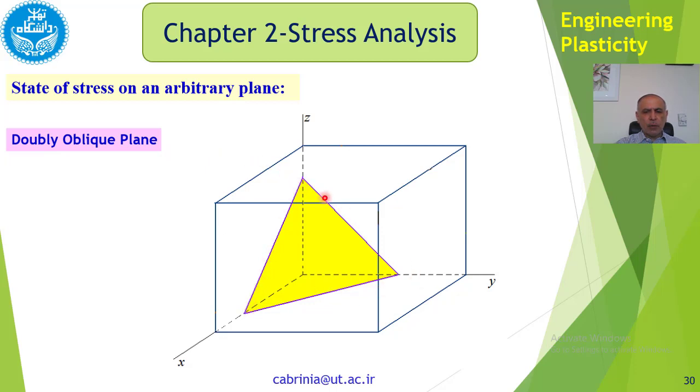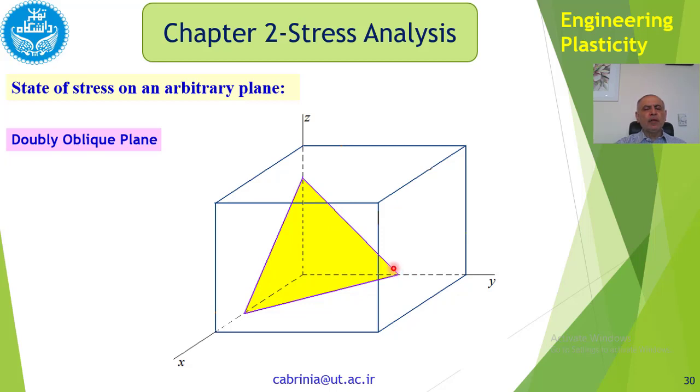What does it mean, doubly oblique plane? Oblique means it has an angle to these lines. So if you see this plane, which I have shown here as a triangle, in fact it is an infinite plane. It is continuous in all directions, but it is easier to show it as a triangle. It makes angles with x, y, and z directions, and these angles can change. So if we change these angles, the plane changes, and we could have infinite planes.